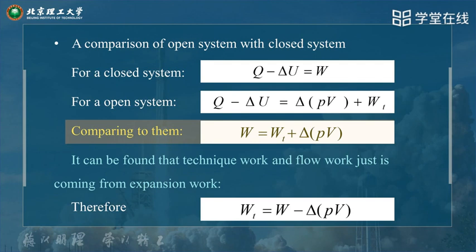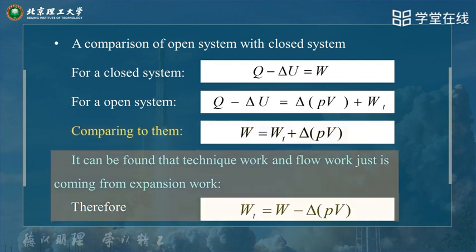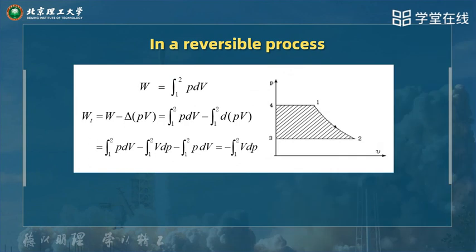If the process is very small, it can be found that the technical work and flow work just come from expansion work. Also, we can do some change. We obtain WT is W minus delta PV. If in a reversible process, we know W is the PDV integration. WT equals W minus delta PV. We can do some calculation.